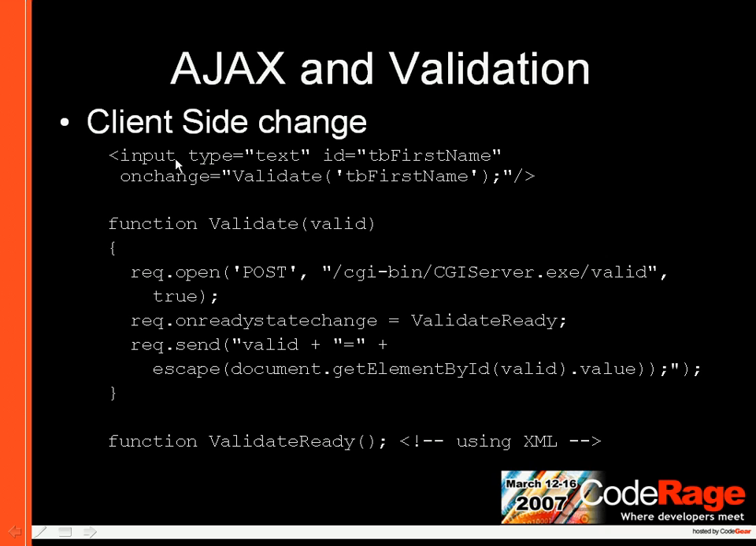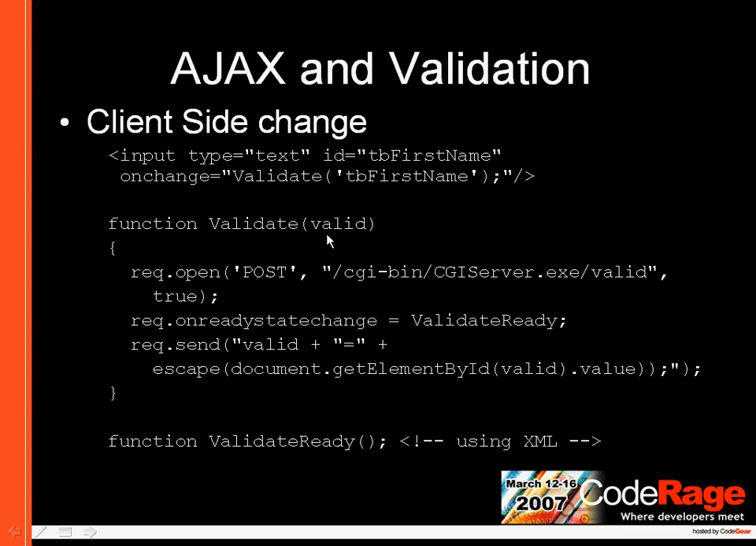For this example, an input type equals text with a specific ID, TB first name. In the onChange, I can call the validate, passing the name of that control. Now onChange is an event which is triggered when we leave the focus of a control, the edit box. This means if I click on the tab key to tab to another edit box, or if I click with the mouse inside another edit box so the focus is lost, then my onChange method will be called.